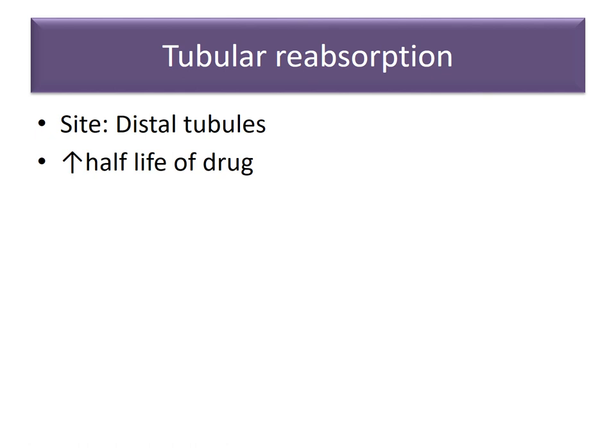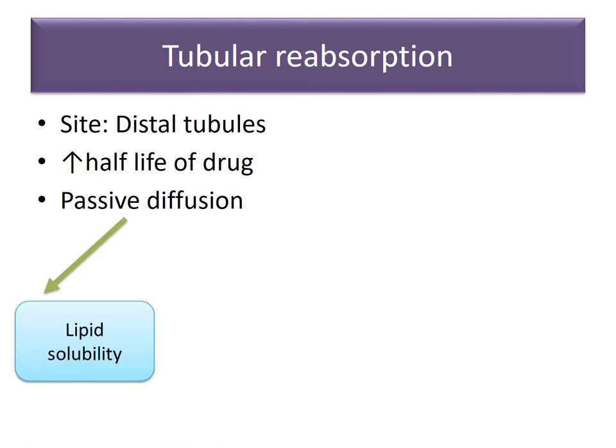Now the third part is tubular reabsorption. It mainly occurs in the distal tubules. Reabsorption means the drug which is in the renal tubule will be reabsorbed into the bloodstream. So it increases the duration of action and the half-life of a drug. And this is passive diffusion. Here there is no energy needed, but tubular secretion is an energy-needed process.